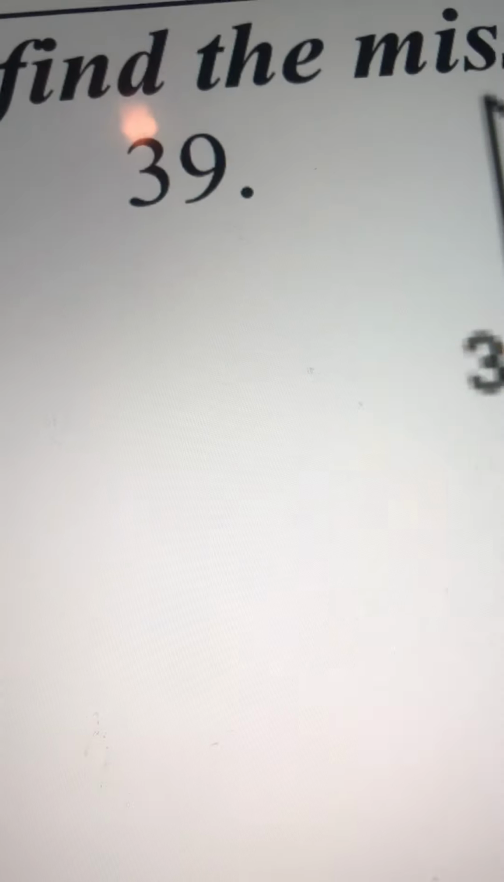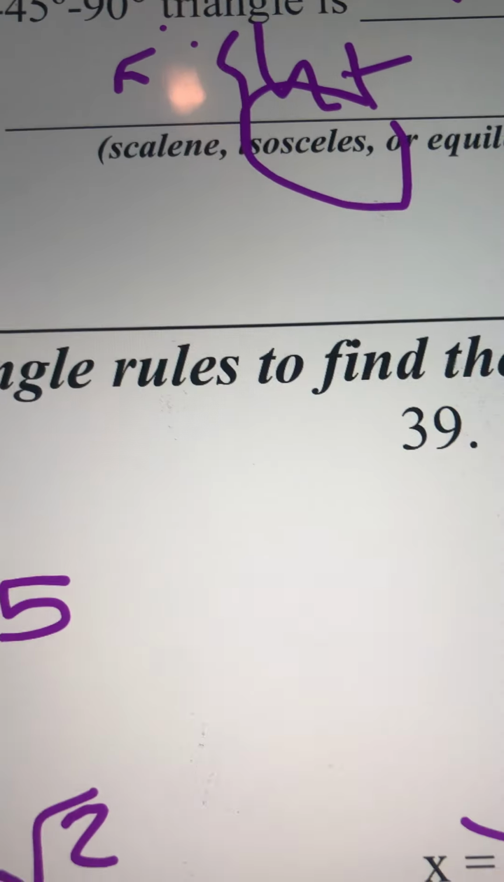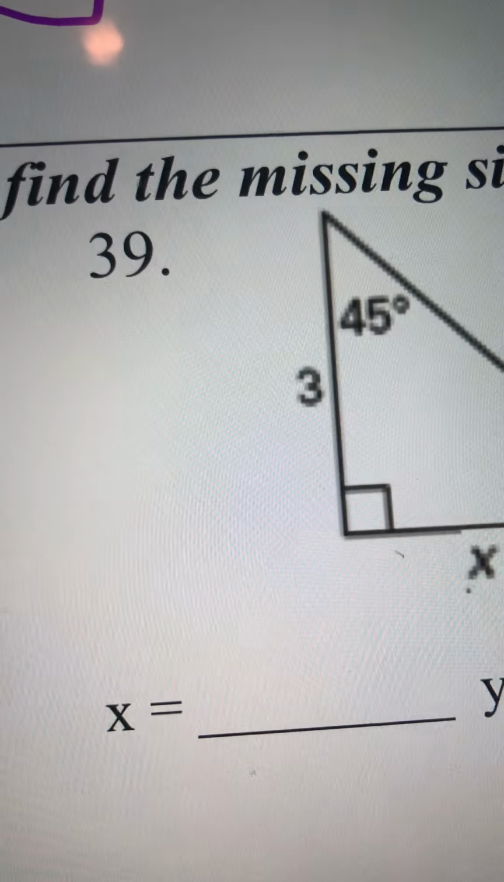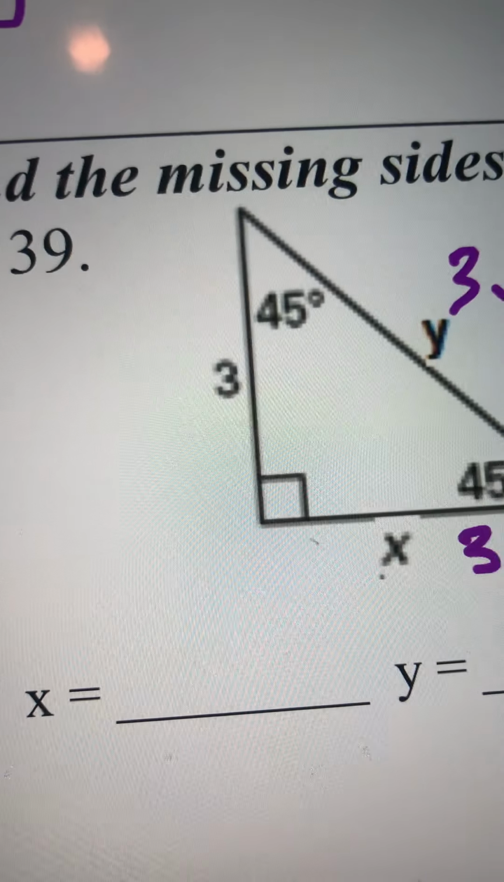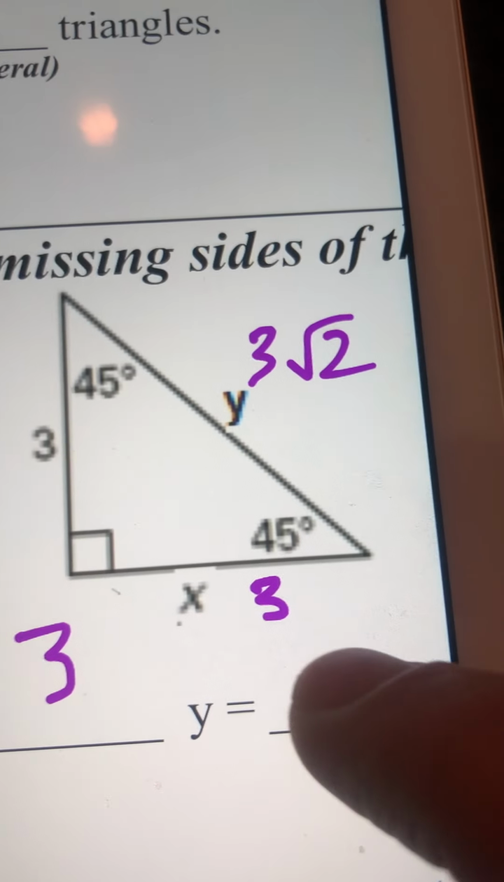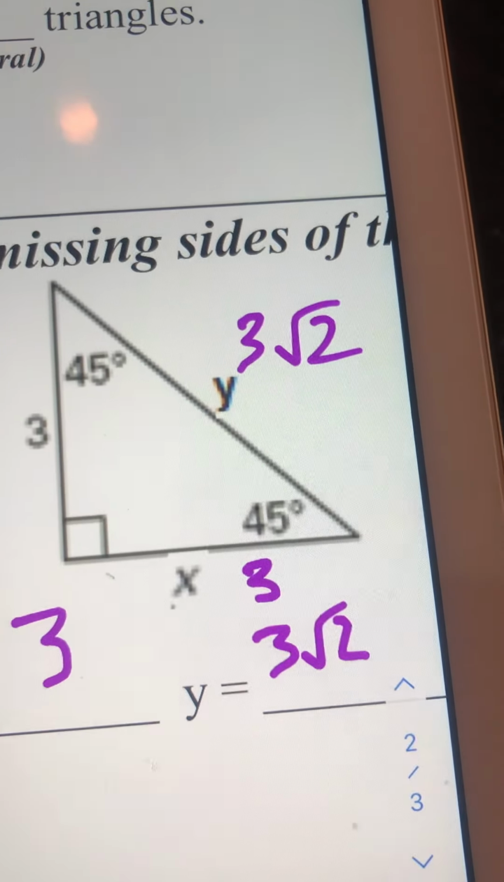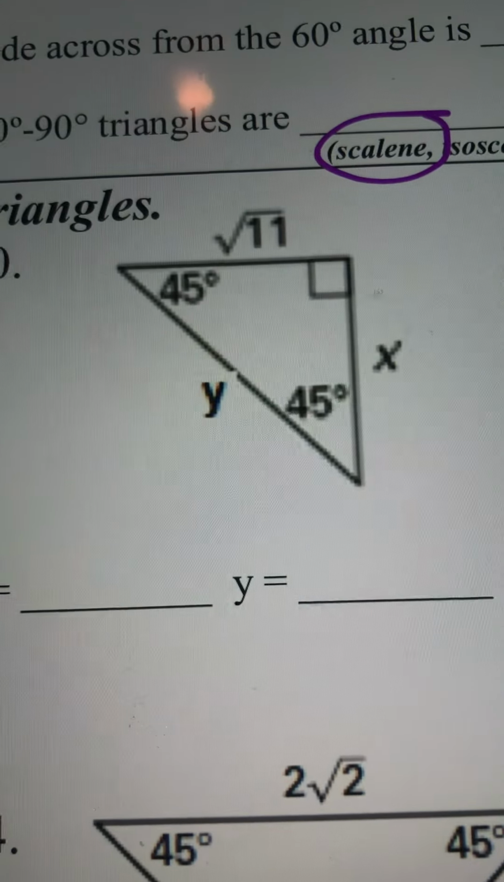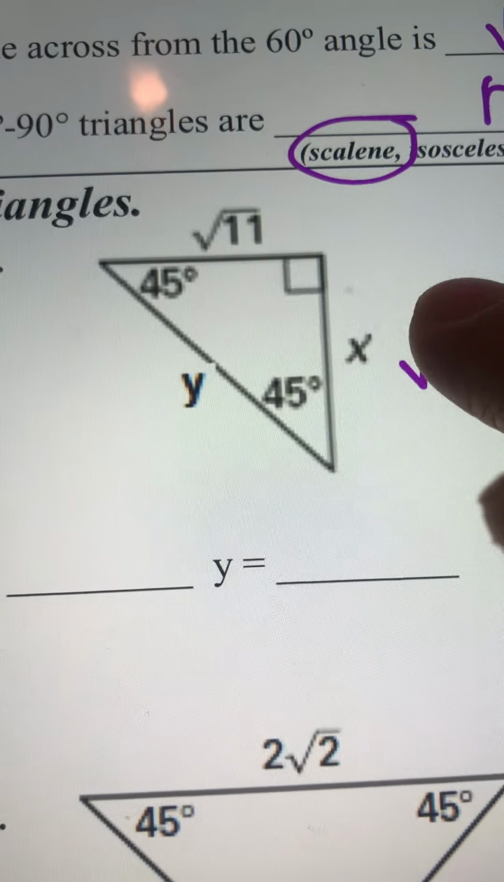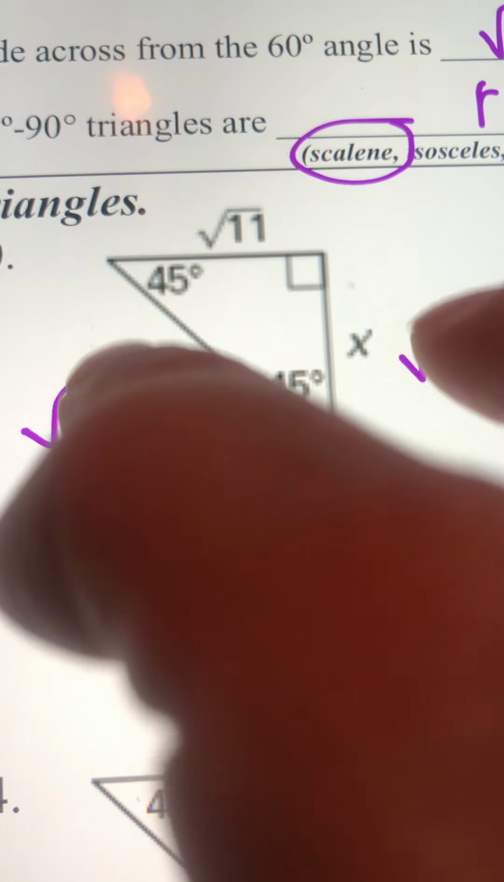Another basic one would be number 39 here. It's going to be 3, 3, 3 root 2, right? These two sides are the same, and 3 root 2. The two legs are the equal sides, and the hypotenuse is the one that gets multiplied by the square root of 2. It gets a little harder with 45. This is root 11, root 11, root 11, root 2.